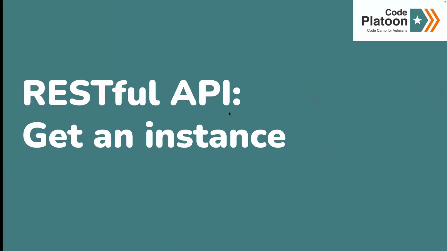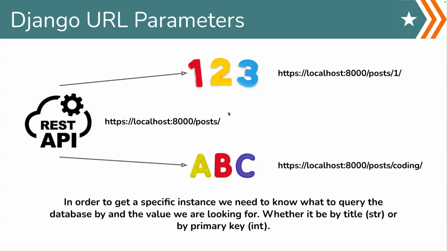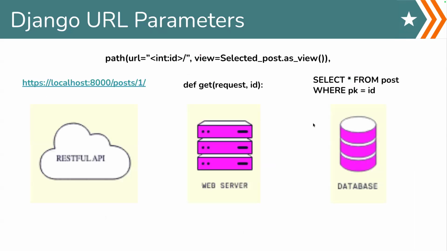So getting an instance. We can send Django URL parameters where we have integers and strings. We saw that demonstration yesterday. And we can identify that by seeing the arrow brackets, specifying what data type we're grabbing, and then specifying the parameter name. Here we can see that we have localhost post @/1. This is going to receive the ID of 1. So here we can go ahead and do select from post where primary key is equal to 1.